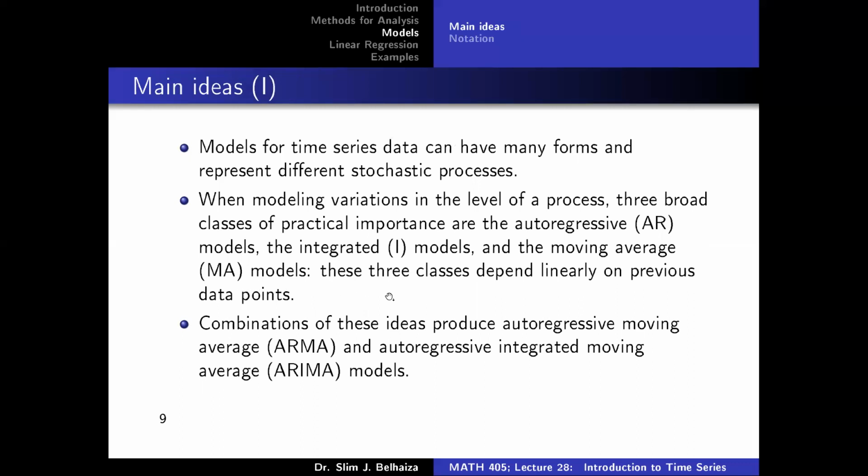These three classes depend linearly on previous data points. Combinations of the ideas produce autoregressive moving average, like the ARMA, and the autoregressive integrated moving average, like the ARIMA models.